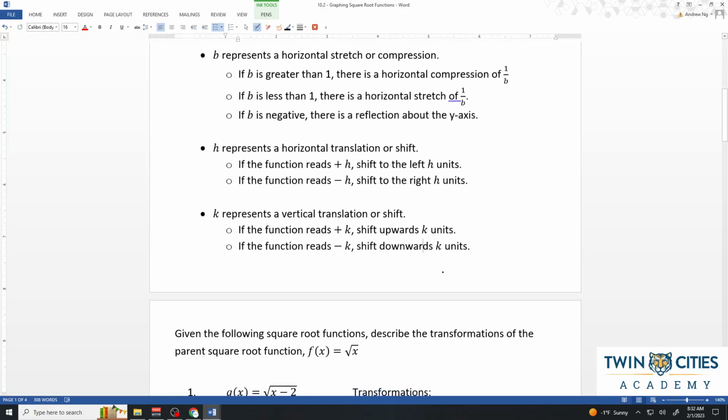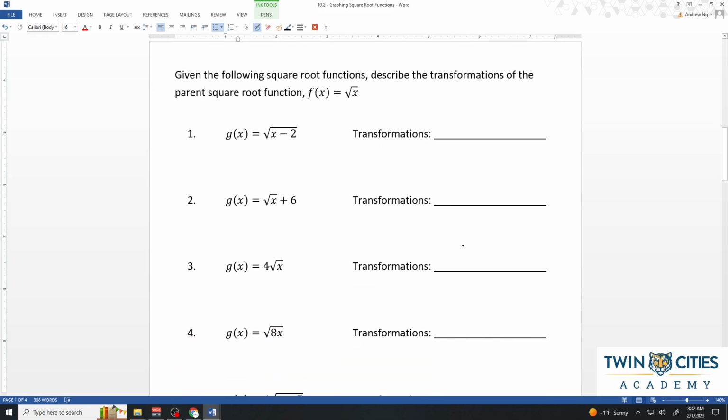So let's talk about some examples here. For number 1, I've got g of x equals the square root of x minus 2. What I want to do is describe the transformations that are happening on this function in comparison to the parent function, f of x equals the square root of x. So I'm going to look for the differences.